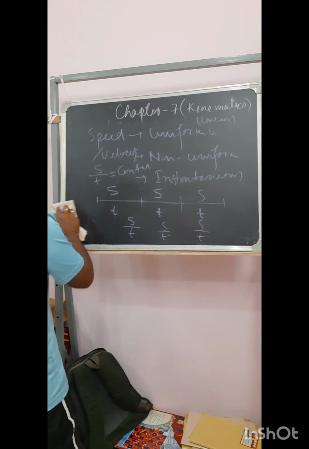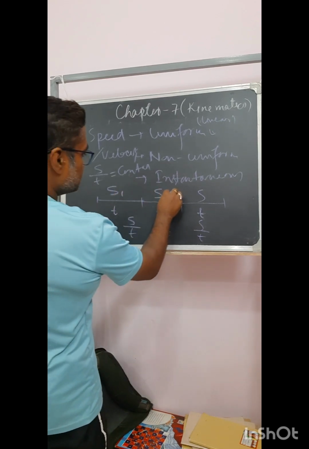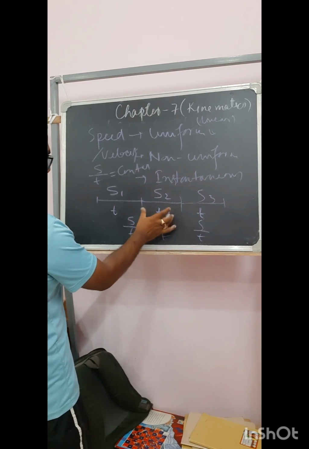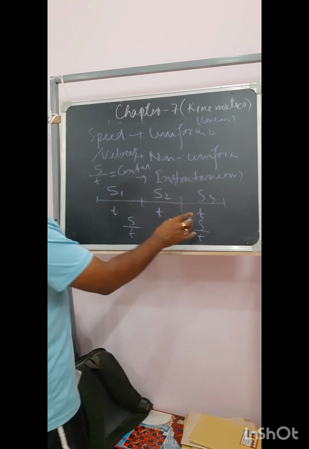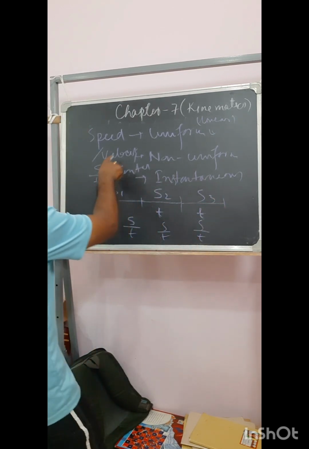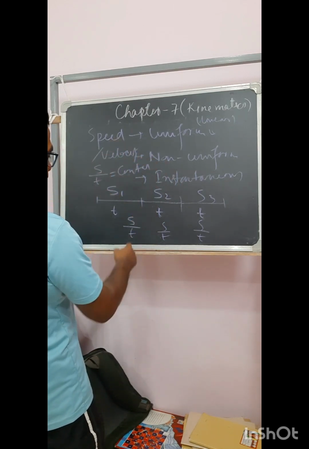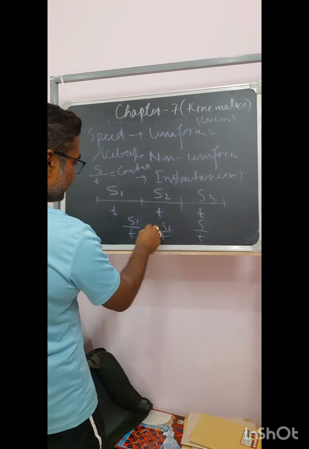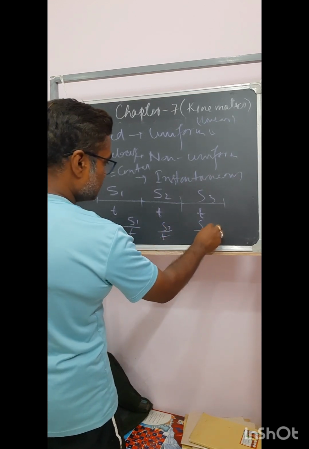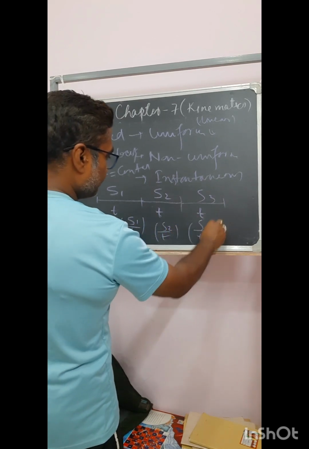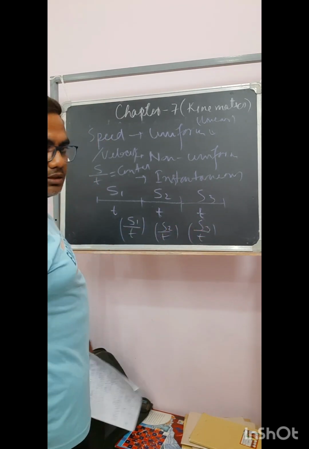In case this differs, that is S1, S2, S3, so for the same time span the distance traversed is different, then the velocity and the speed are non-uniform. That means I will not get a constant speed in each case. It will differ, because S1, S2, S3 differ.